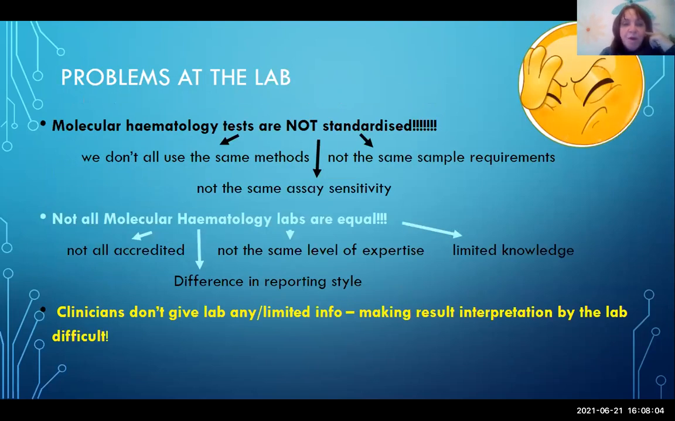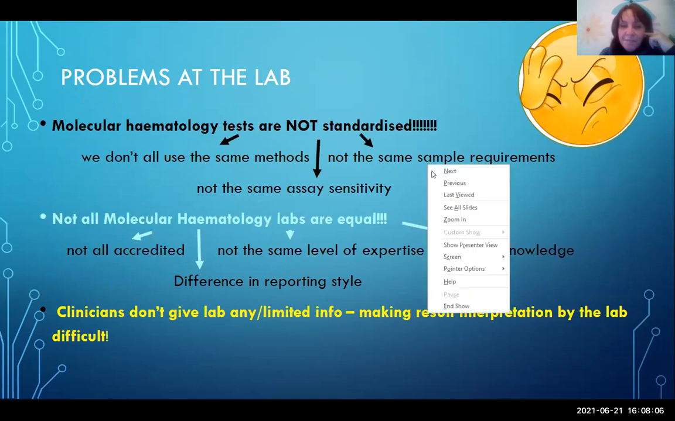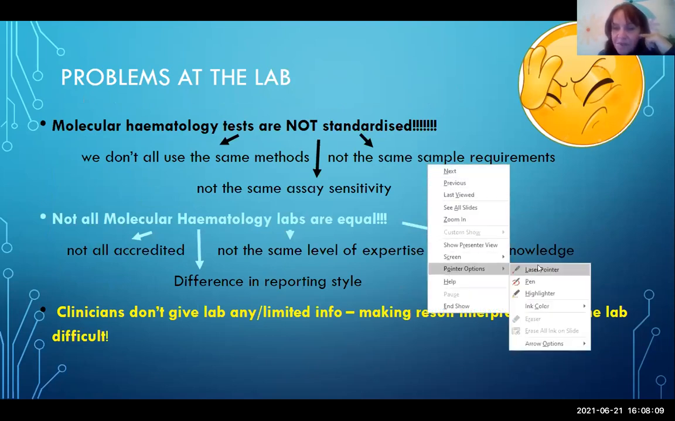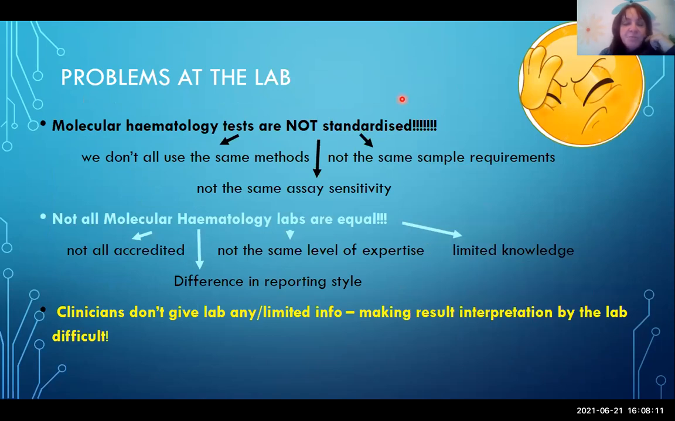So I think the biggest problem that we have, and I think one that especially in the pathology setting is very unusual, is that molecular hematology tests are not standardized.